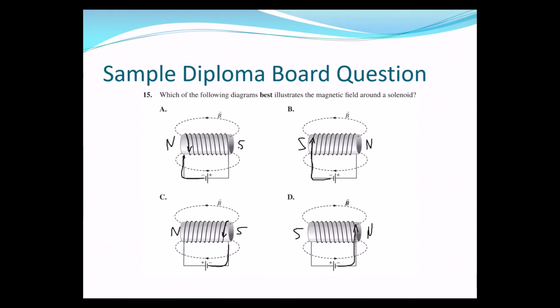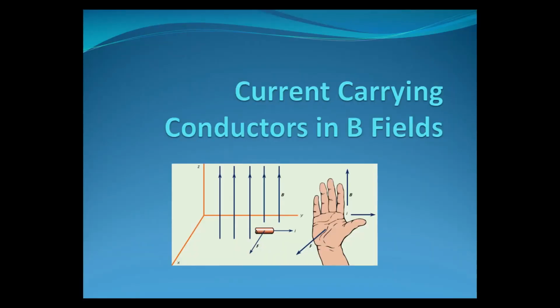Okay, so now we just have to make sure that our magnetic field is in the right direction. Magnetic fields run from north to south. This one runs from north to south, south to north, south to north, south to north, which makes B the correct answer. Okay, so hopefully that clarifies that. Hopefully you didn't have any problems with that hand rule. And now we are ready to move on to a new lesson and a new hand rule.